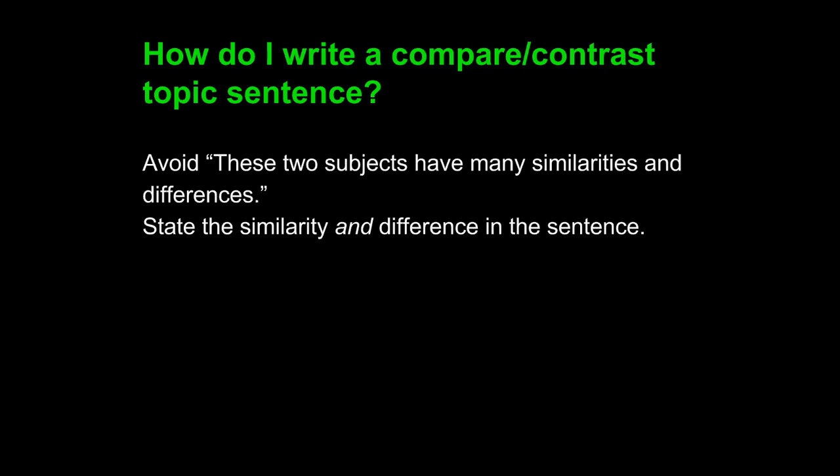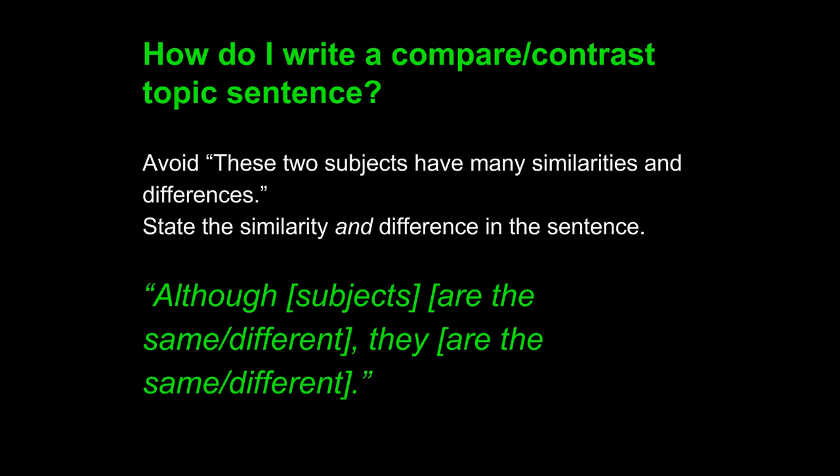How do you do this? Here's a formula. I call it the although formula. You fill in the blanks in the bracketed areas. The only language that you should use is "although," comma, "they." So, although, fill in your subjects, and then fill in a similarity or difference. They, and then fill in a similarity or difference. Confused? Sure, I understand, but we'll see it through a model example.